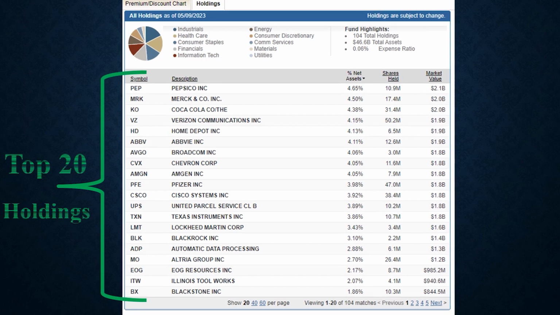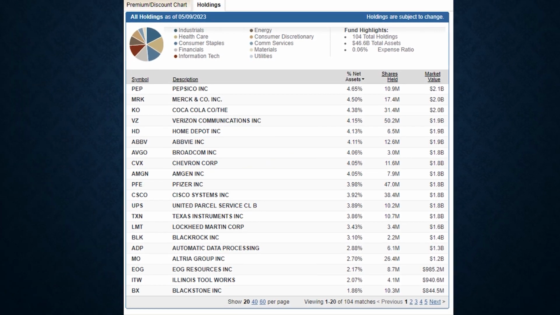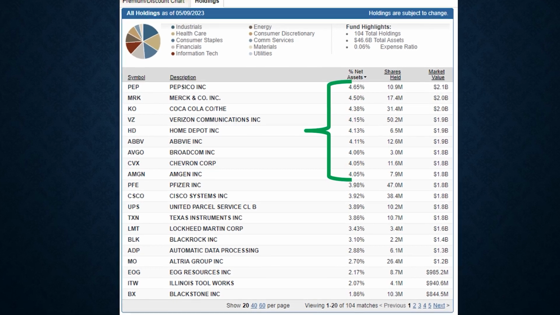If we look at their top 20 holdings, it makes up 72% of the total portfolio. The top 9 holdings are all greater than 4%. If you recall, their stated goal is to have no single stock weighted greater than 4%. This means that these 9 stocks have appreciated, and their next rebalancing is likely going to include them attempting to shift the weight of the portfolio sum to try to get these all down to 4% or lower to meet the stated goal of the fund.